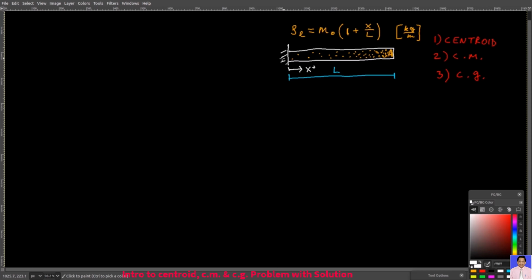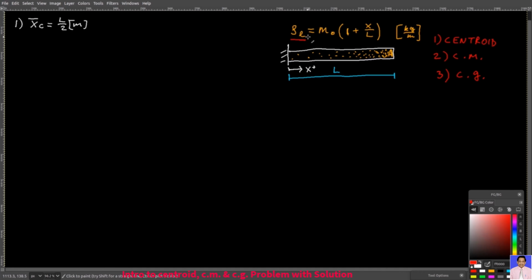Let's now find the beam's centroid, center of mass, and center of gravity. Now the centroid is found exactly in the same way like before. There is no difference whatsoever. X bar C equals L over 2 meters. It has nothing to do with this rho L. And it makes sense. Centroid is a geometrical center. Why would it have anything to do with a density or density per unit length? However, things are different when it comes to CM and CG.